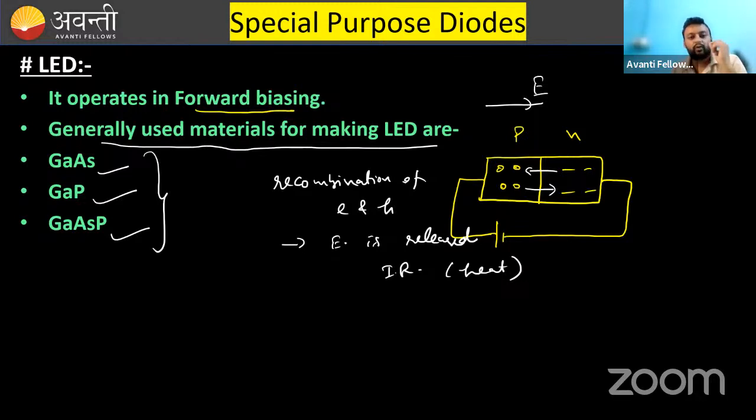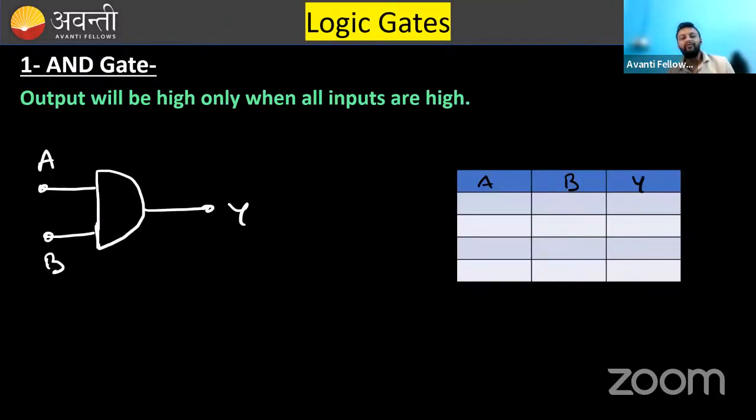Is this point clear? So who is responsible for the emission of color? For the emission of color, the recombination of electrons and holes is responsible. Clear? Okay. Now we are moving towards the AND gate or logic gates part. Should I move now? Okay.